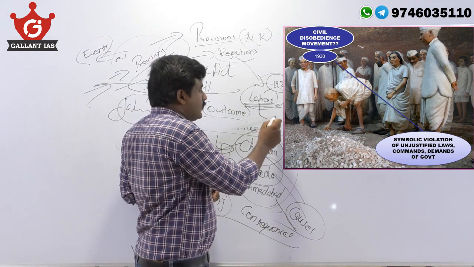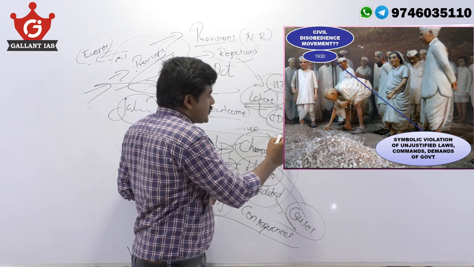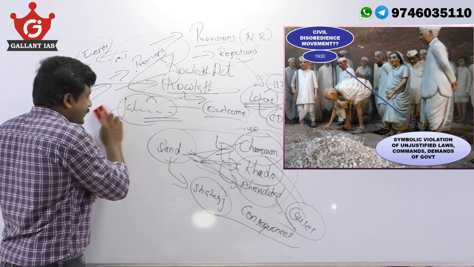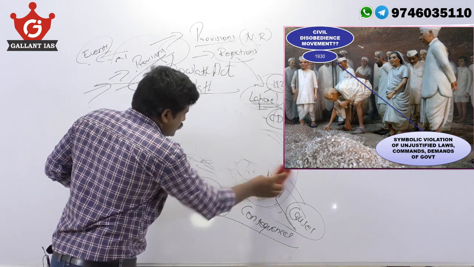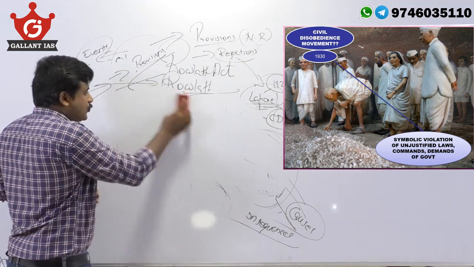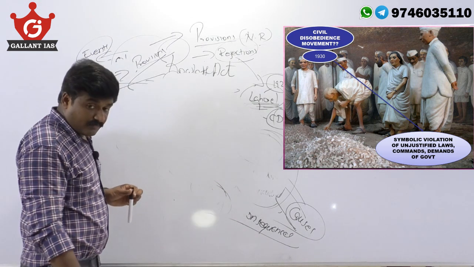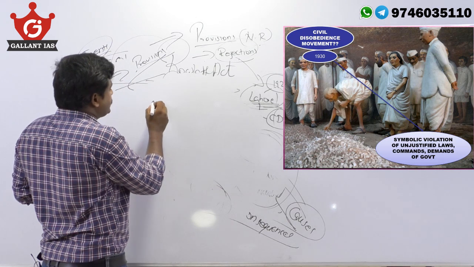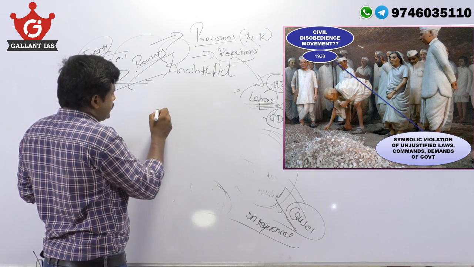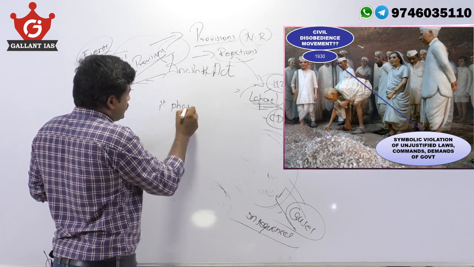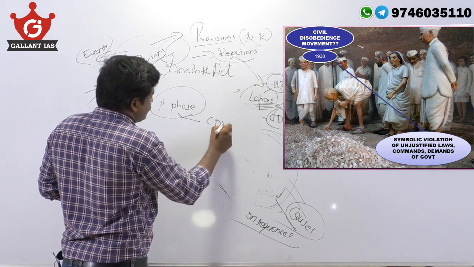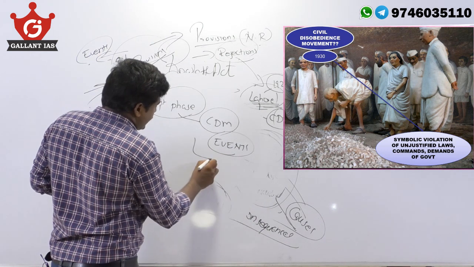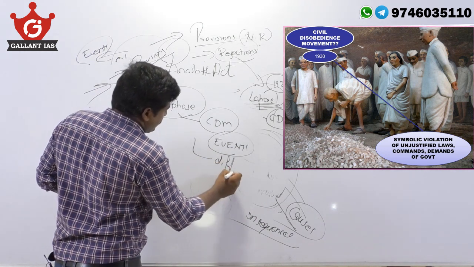Then after which there is the launch of the CDM. Then you must study the first phase of the CDM, the civil disobedience movement. Then the major events during this first phase of the civil disobedience movement. Also, you must focus on the first phase of CDM, its major events, and how it was reflected in different parts of India.